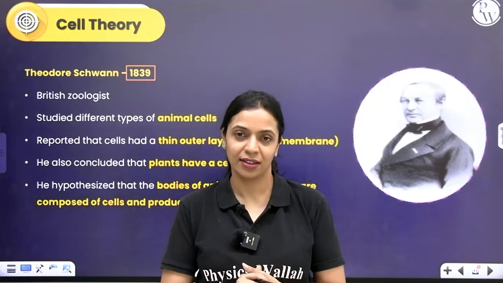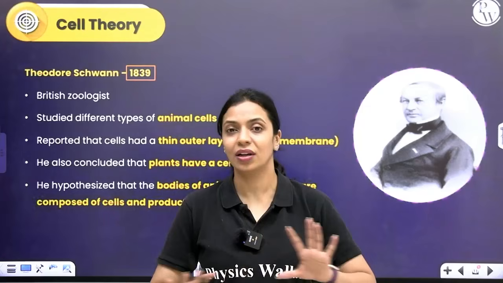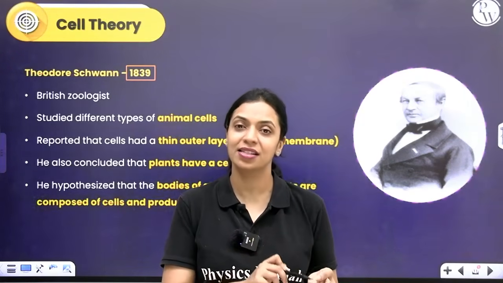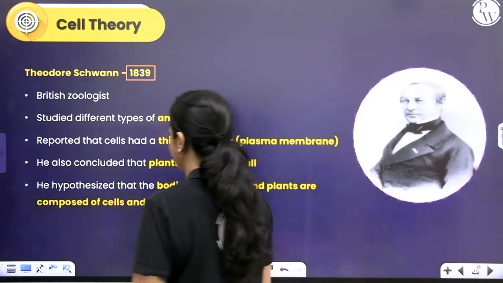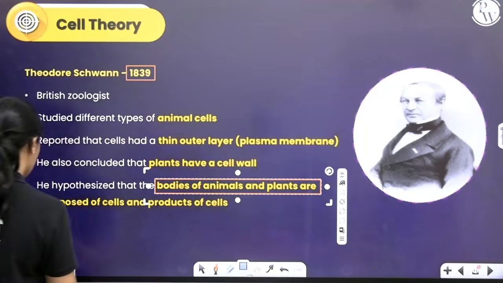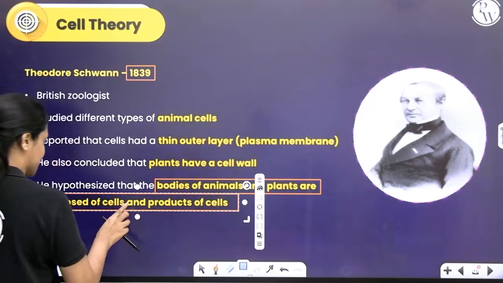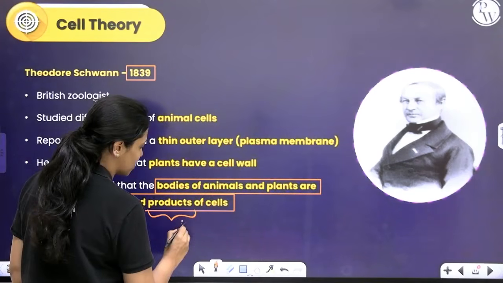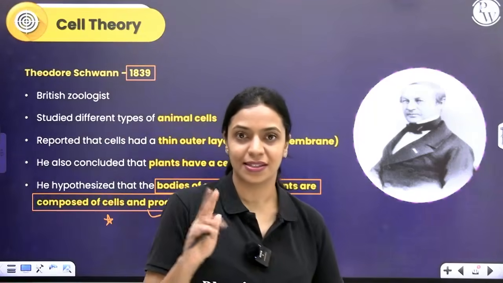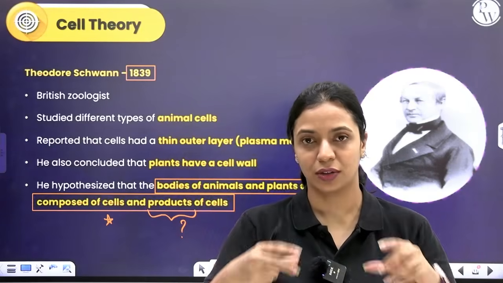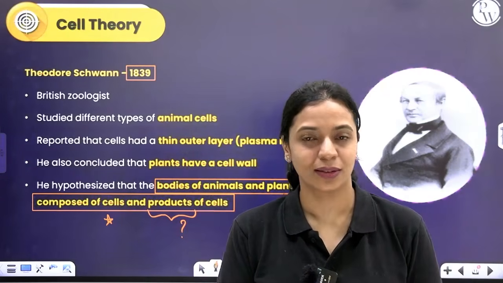So in the cell theory, he states that all living organisms, be it plants or animals, are composed of cells and its products. So he says, all bodies of plants and animals are composed of cells and products of cells. Cells, you understand. But what are these products of cells? This can have two connotations. Firstly, product of cell means cells coming together to form tissues. Product of many cells. That could be one way of thinking about it.